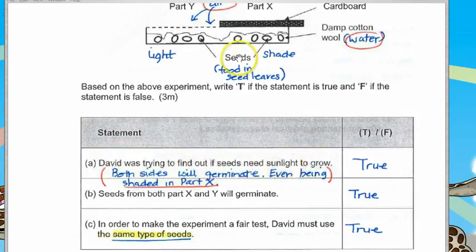Okay, now all you have to do is wait a while. This one is without much light, and this one is with sunlight, and see whether they germinate, okay? True. But of course you need to know both sides will still germinate, even being shaded in part X. Even here it will germinate and here will germinate, all right?